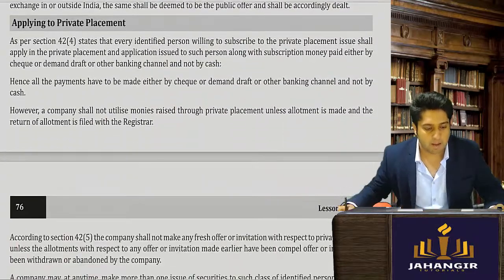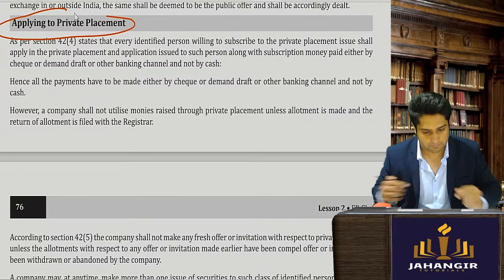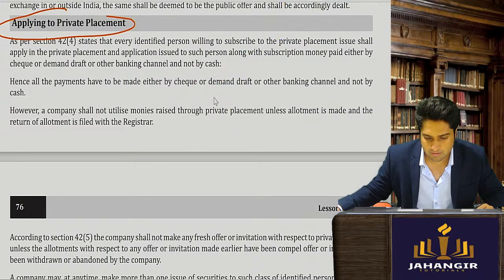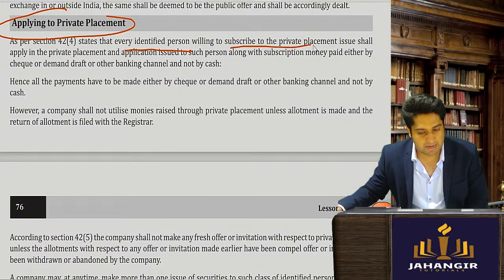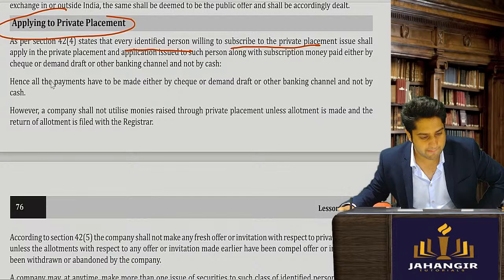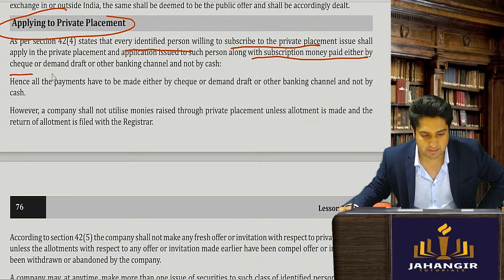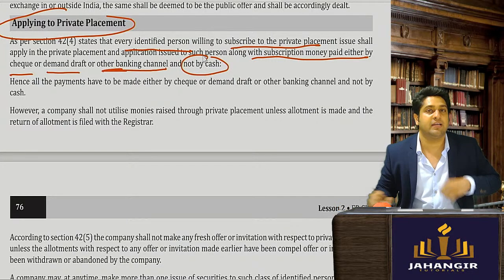Okay. Applying to private placements. So again, if someone is applying for shares in private placement, first a letter will be given. We have to identify the person to whom the private placement will be given. Okay, and he can give the subscription money either by way of cheque, demand draft, or other banking channel, but not by cash.